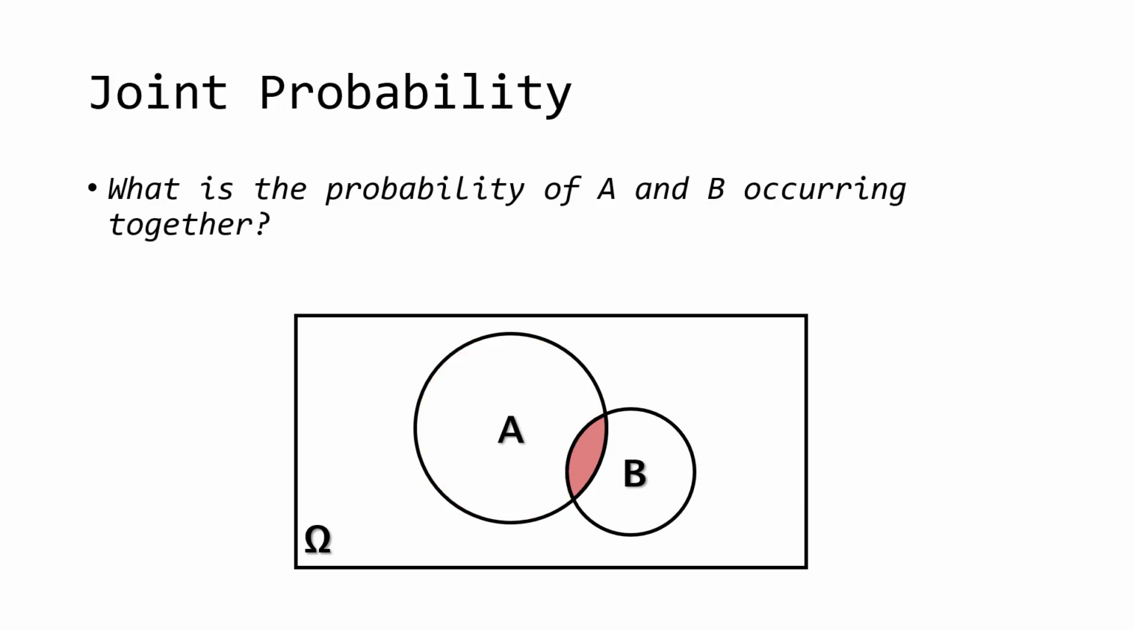Now imagine that we're concerned with the region that belongs in both A and B, so that both things have to happen. This is the joint probability of A and B, or the probability of the intersection of A and B. The area of this lens is less than A or B. It can be at most the area of the smaller of the two, assuming it's completely within the other.